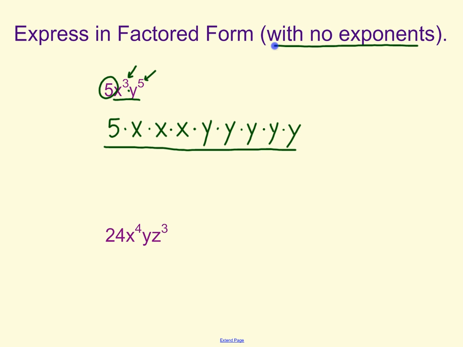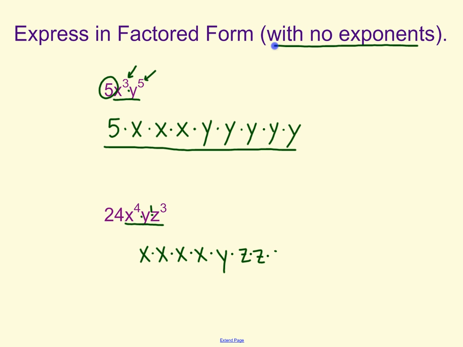Alright, so this next one, 24 x to the fourth y z cubed. Again, I like to start with the variables just because they're easier to talk about. X to the fourth power tells us that we are multiplying 4 x's times a y, and this y is really to the first power. They just don't bother to write that in for us. So we just have 1y times z cubed. So we're going to multiply 3 of these z's together.